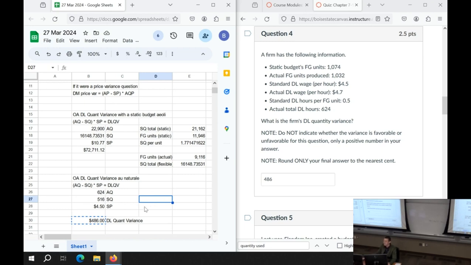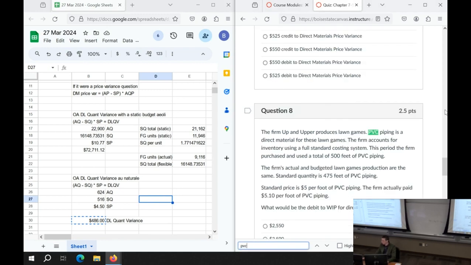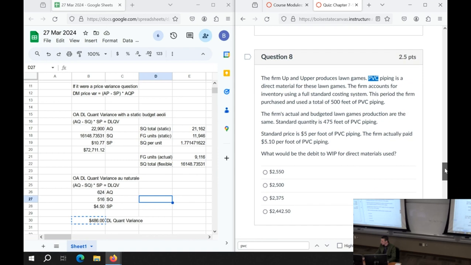So I do have another question about PVC piping. It gives like an amount of PVC pipe purchased and used, a standard quantity PVC pipe, standard price, actual price, and then it asks what was the debit to WIP for direct material. So here's a version of that question. I don't know if it's the exact same numbers. Okay.